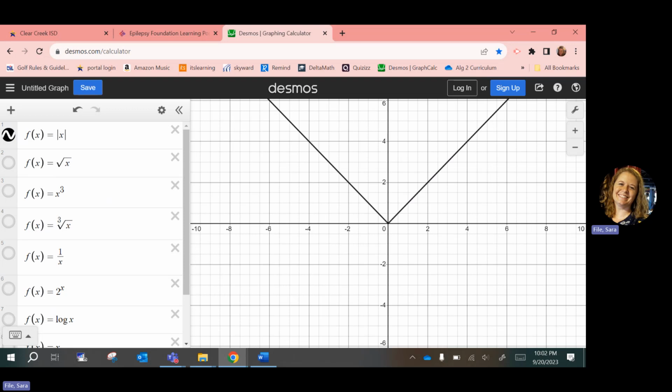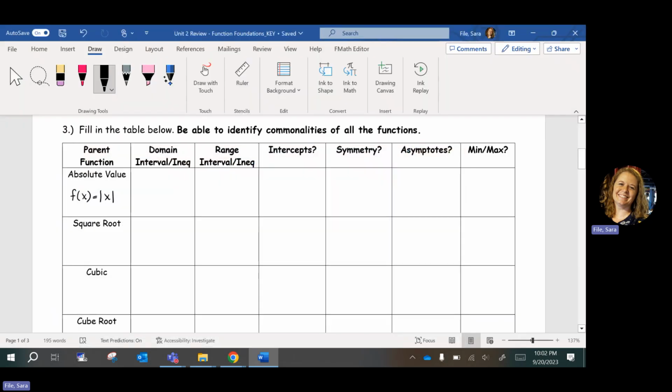You're not going to see arrows in Desmos telling you that it keeps going. You need to understand that it does keep going. Now there is a low point here. It does not get lower than the origin, so our range is limited. It goes from 0 up to positive infinity, but our domain goes left forever and right forever. So that's all real numbers.